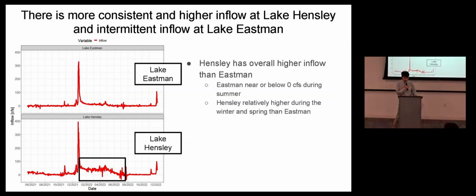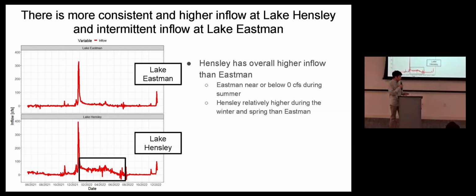And then there's minimal inflow during the summer and fall with greater inflow during the winter and spring, which makes sense. So we see that they both have a large peak in December, and because they're both close geographically, it's unsurprising that they occur at the same time. However, what is surprising is that despite both lakes having that large inflow event, Lake Hensley has more input following during the winter and spring that Lake Eastman does not.